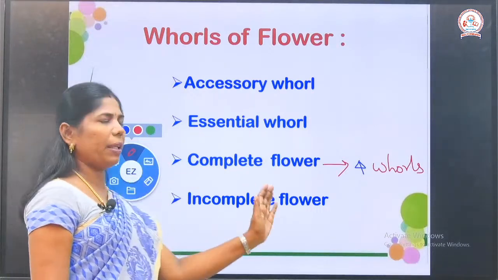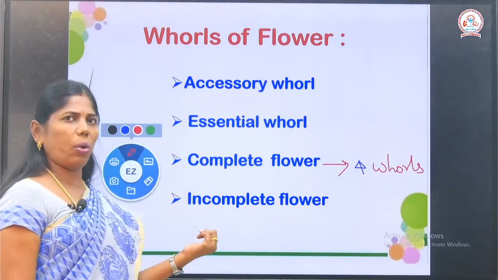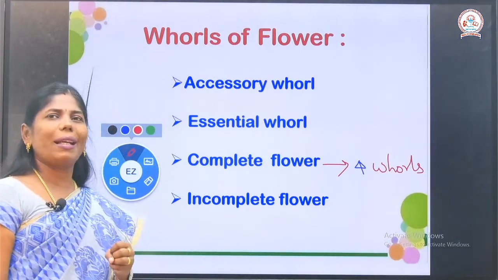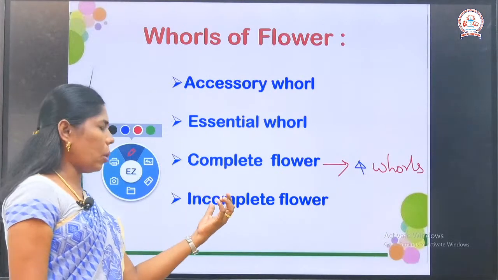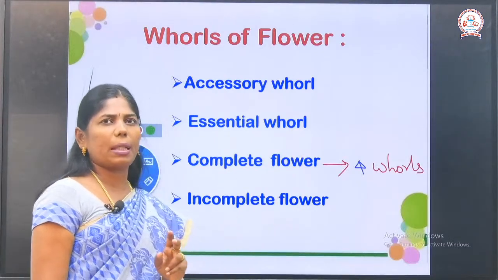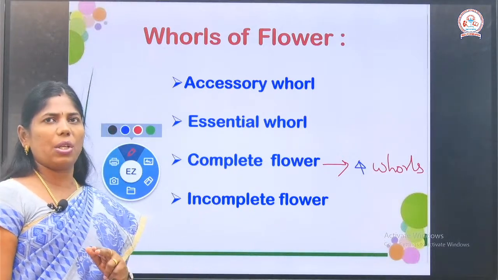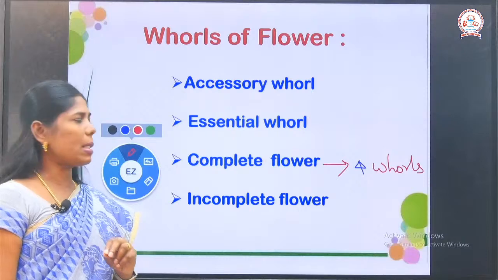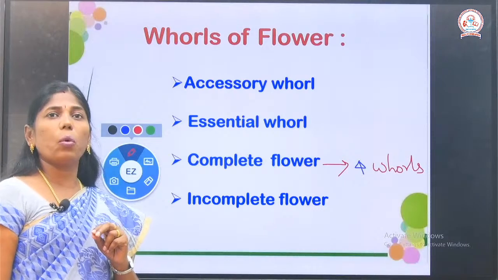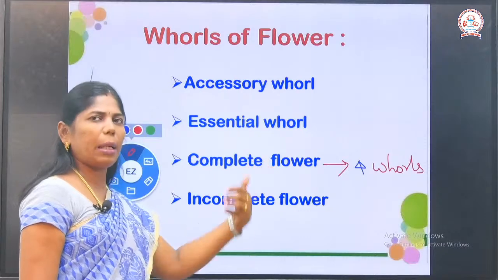If not, it is an incomplete flower, meaning any one of the whorls is absent, it may be the calyx or corolla. If any whorl out of the 4 is absent, that is considered an incomplete flower. Sometimes that is called monochlamydeous. Dichlamydeous means both accessory whorls are present. Incomplete flower sometimes is monochlamydeous, where the calyx and corolla are not differentiated. If the calyx and corolla are both present, that is the dichlamydeous condition.